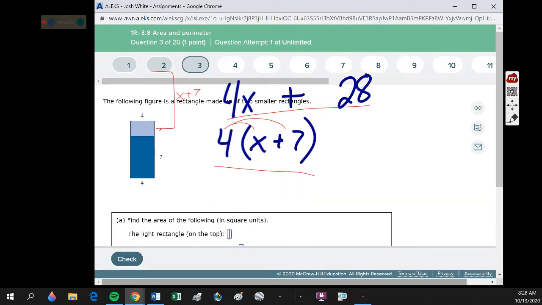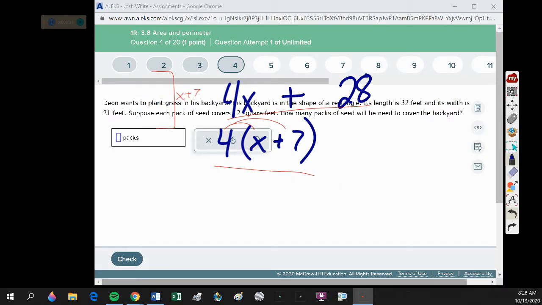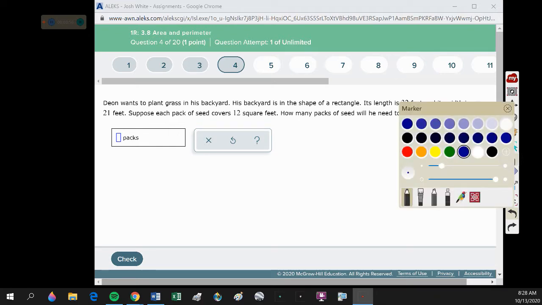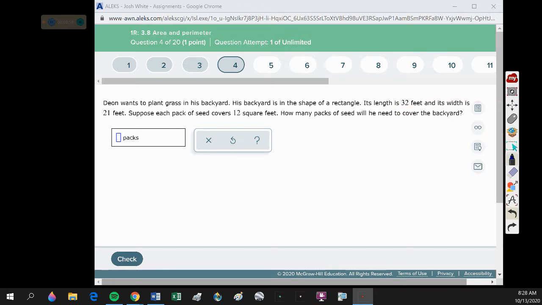Okay, and we'll do number 4. Dion wants to plant grass in his backyard. His backyard is the shape of a rectangle. Its length is 32 and its width is 21. Suppose each pack of seeds covers 12 square feet. How many packs of seeds does he need to cover the backyard? So first we need to figure out the size of the backyard. And if it's 32 by 21, we just multiply those together. And that gives us 672 square feet.